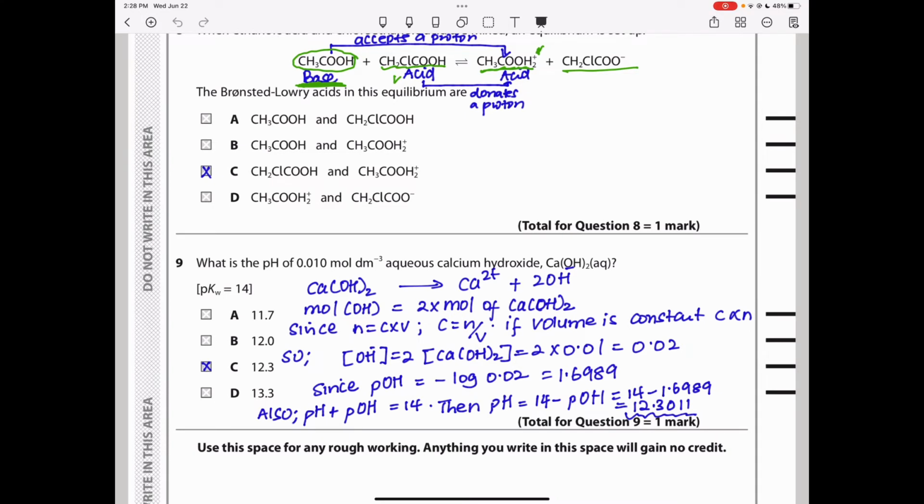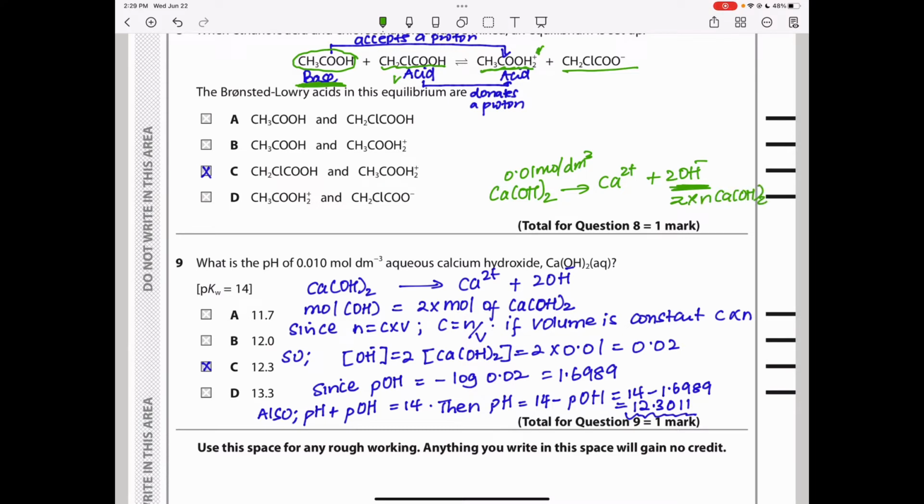The next question says, what is the pH of 0.01 mole per decimeter cubed aqueous sodium hydroxide? So here to do this, we have to know that in calcium hydroxide we have 1 mole of calcium, but we have 2 moles of OH minus. If we have the concentration of this to be 0.01 mole per decimeter cubed, and it is the same volume, it means we can use the number of moles. The number of moles of OH minus are going to be 2 times the number of moles of calcium hydroxide.